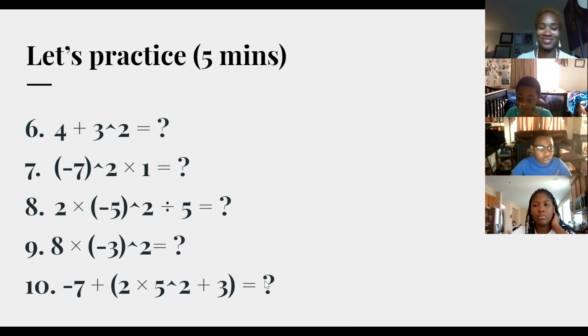For number 9, I got 72, and this is how I did it. So I went back to PEMDAS, and I knew exponents came before multiplication, so I did that first. So -3 to the power of 2 would be -3 times -3, and that's 9, because a negative times a negative equals a positive. And then I just had to do 8 times 9, which was 72. Perfect. That's good. So Kanena, you got that written down?